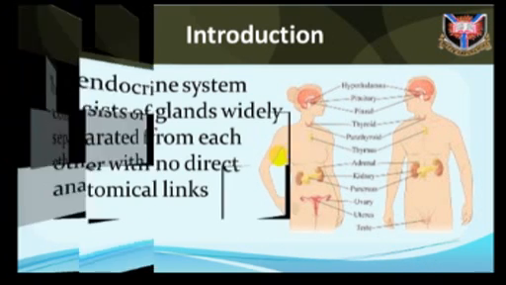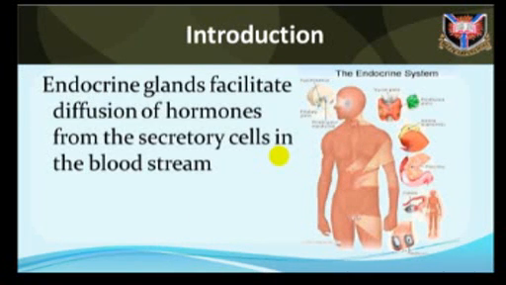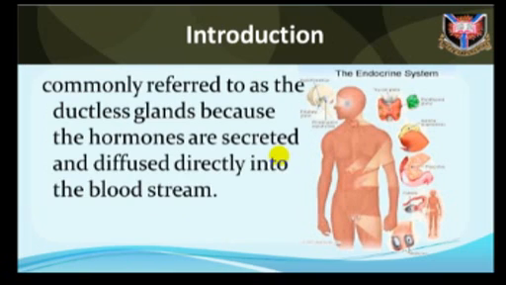The endocrine system consists of glands widely separated from each other with no direct anatomical links. Endocrine glands consist of groups of secretory cells surrounded by an extensive network of capillaries, which facilitates diffusion of hormones from the secretory cells into the bloodstream. They are commonly referred to as the ductless glands because the hormones are secreted and diffused directly into the bloodstream.